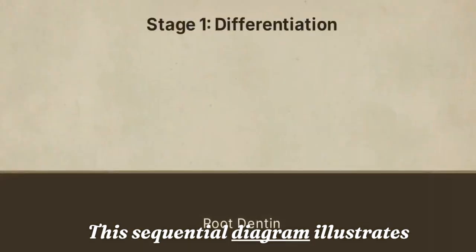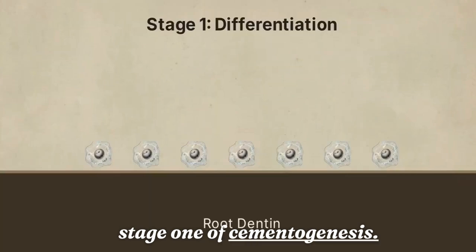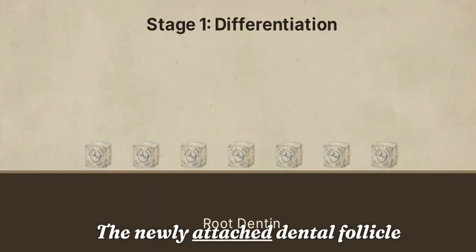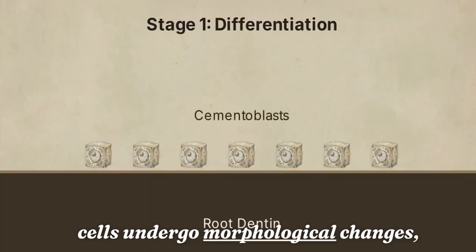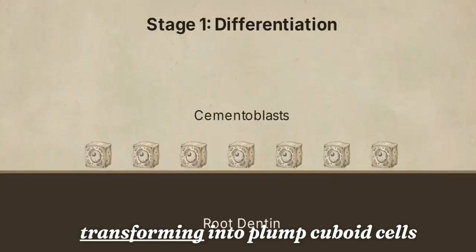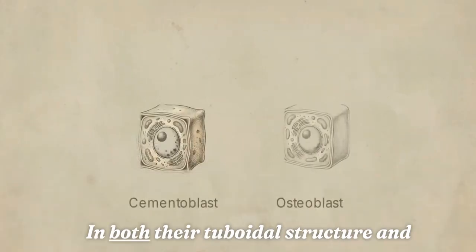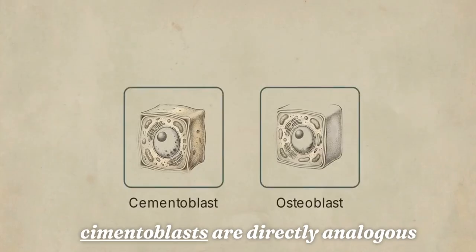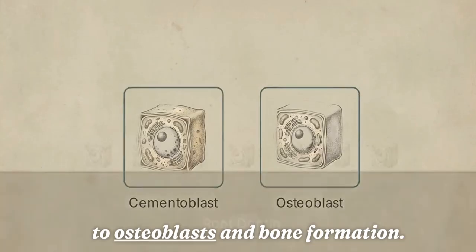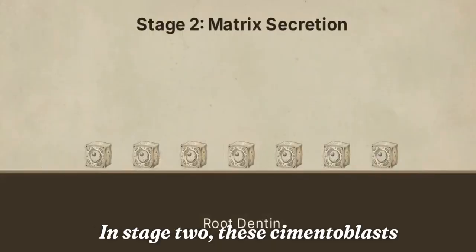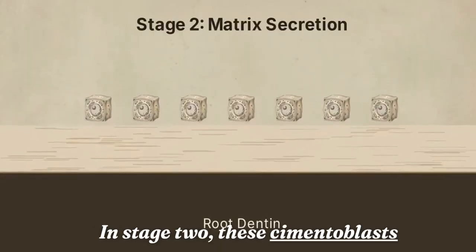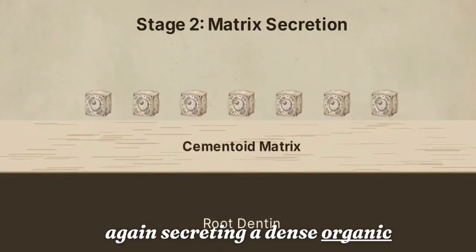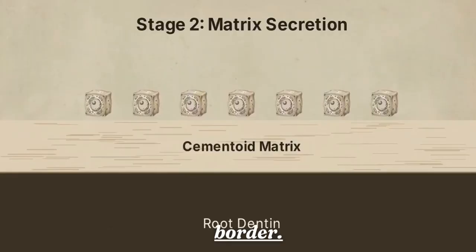This sequential diagram illustrates stage 1 of cementogenesis. The newly attached dental follicle cells undergo morphological changes, transforming into plump, cuboidal cells called cementoblasts. In both their cuboidal structure and their matrix-secreting function, these cementoblasts are directly analogous to osteoblasts in bone formation. In stage 2, these cementoblasts begin secreting a dense organic matrix directly onto the dentin border.